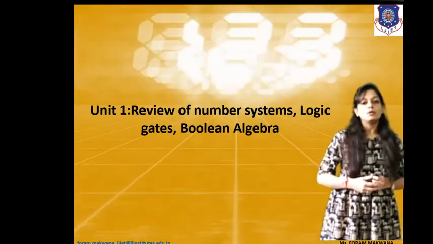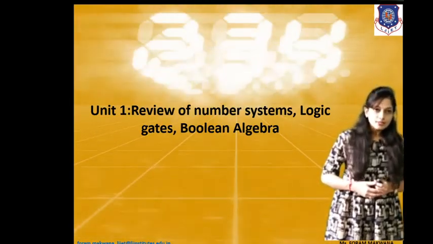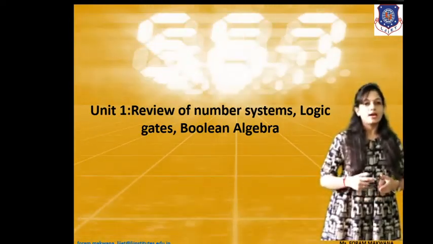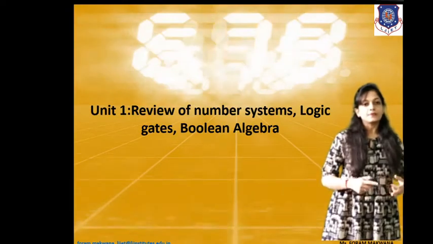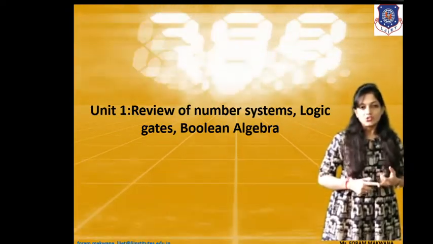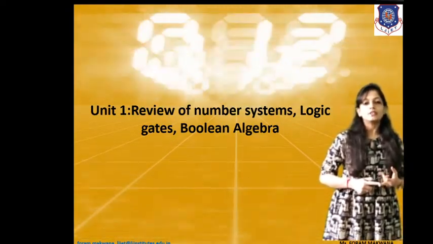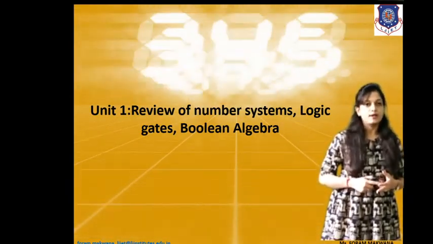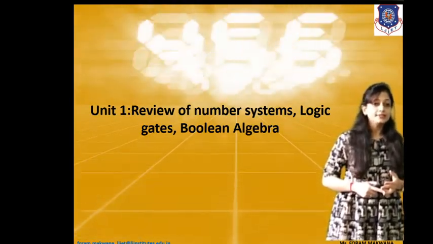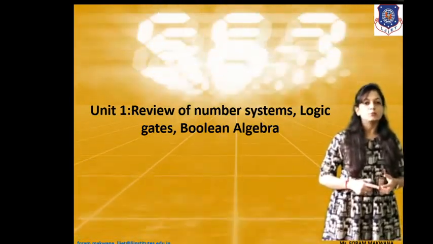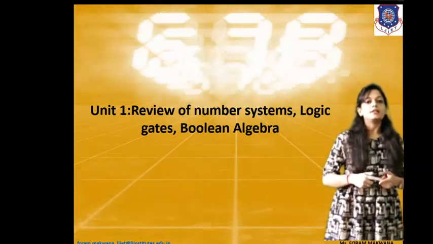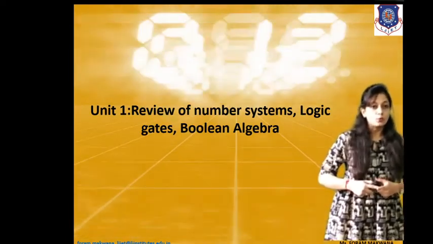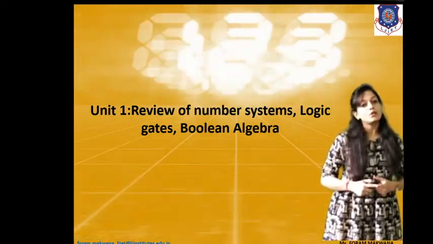Now, what do you mean by number system? Number system includes decimal, binary, hexadecimal, and octal. Second, logic gates. There are different logic gates like AND, OR, NOT, XOR, XNOR, NAND, and NOR. And Boolean algebra, which uses Boolean variables and only accepts signals in digital form, either 0 or 1, which is used to realize any logical circuit.